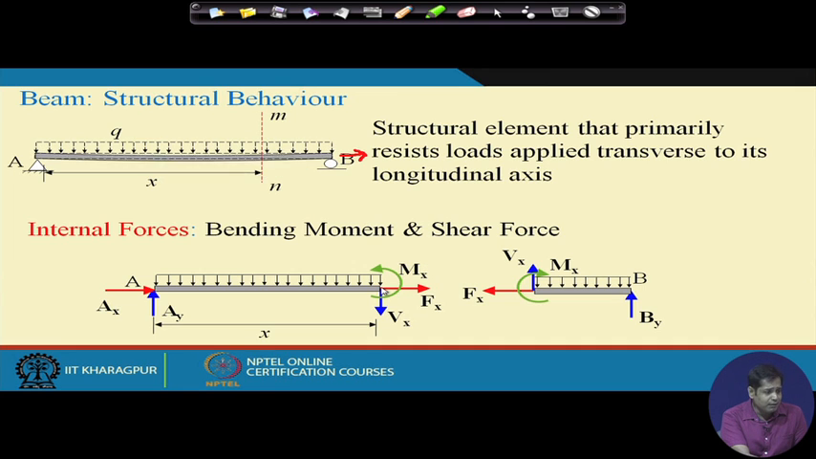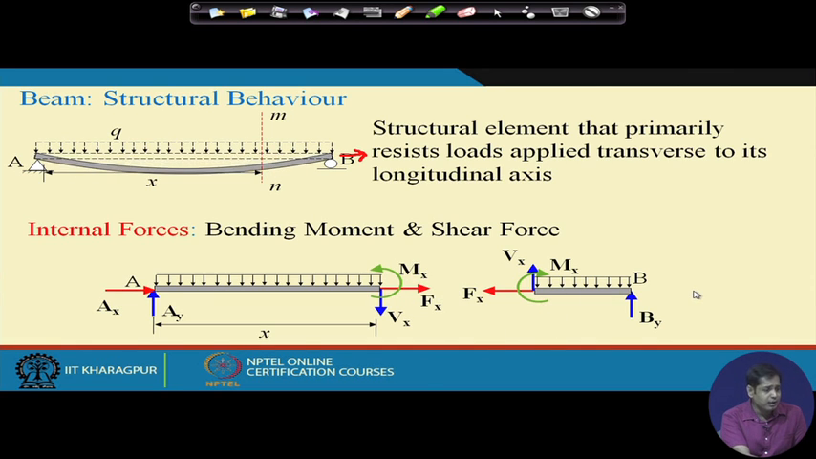This means the net internal force at this point needs to be 0. Therefore, if you show Fx in this direction for this part, you need to show Fx in the opposite direction for the other part. Similarly for Vx, and similarly for moment. Now, Vx is shear force, Mx is bending moment, and Fx is axial force.